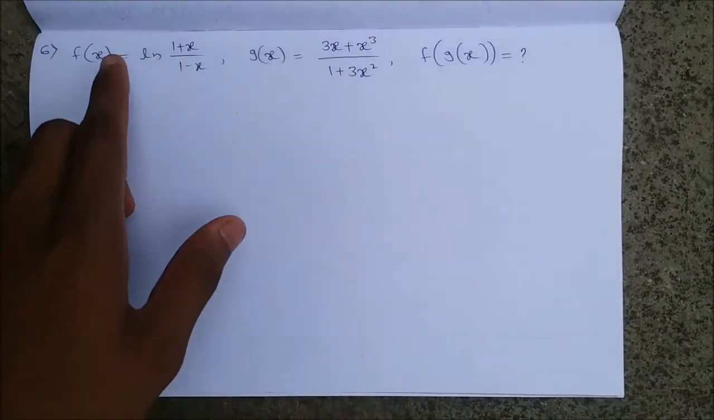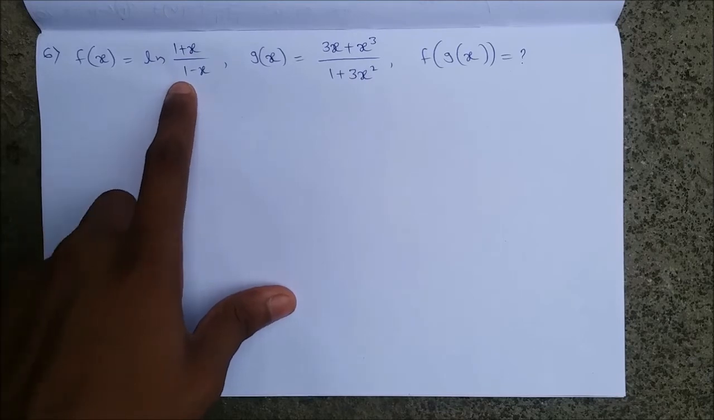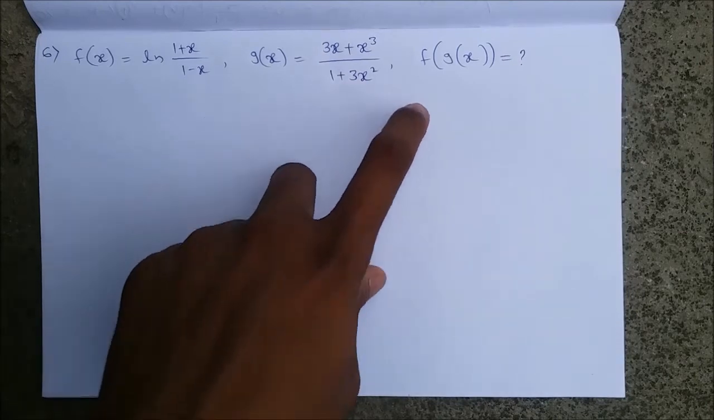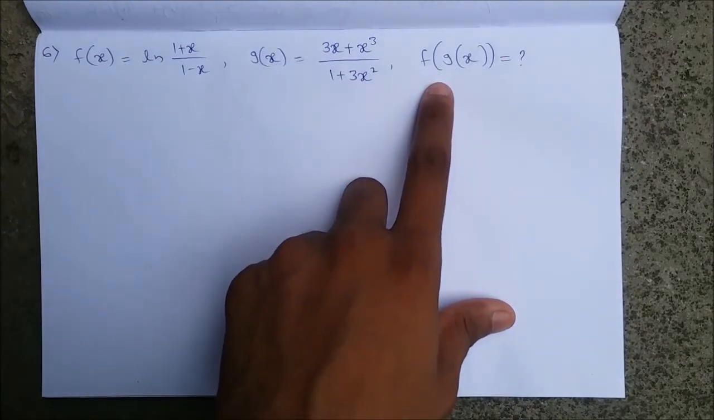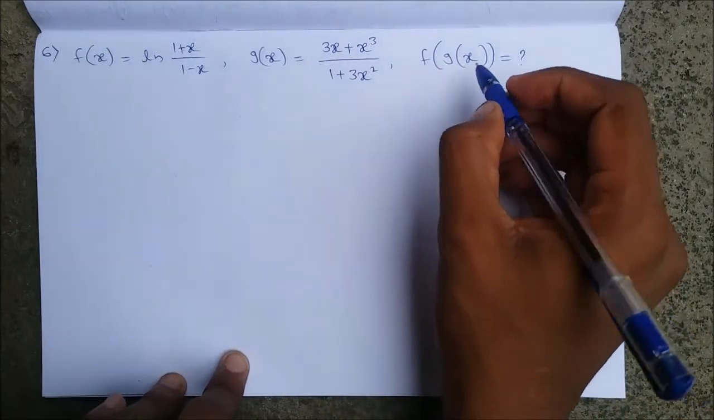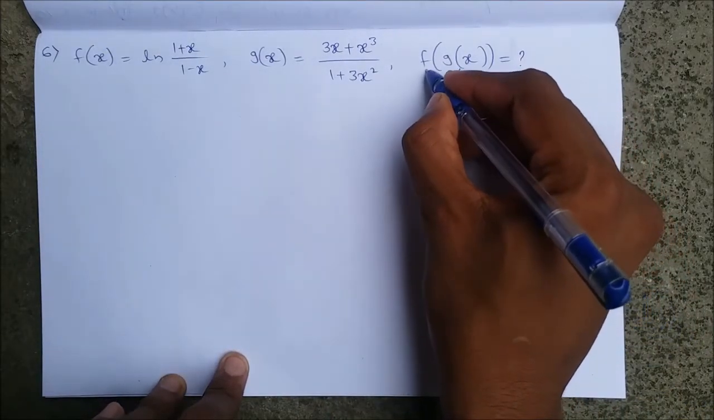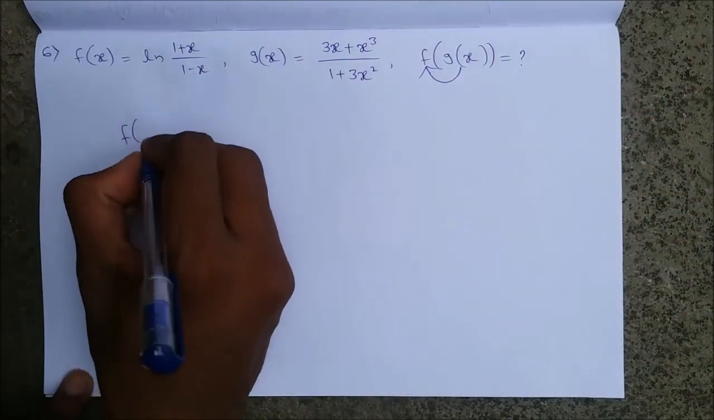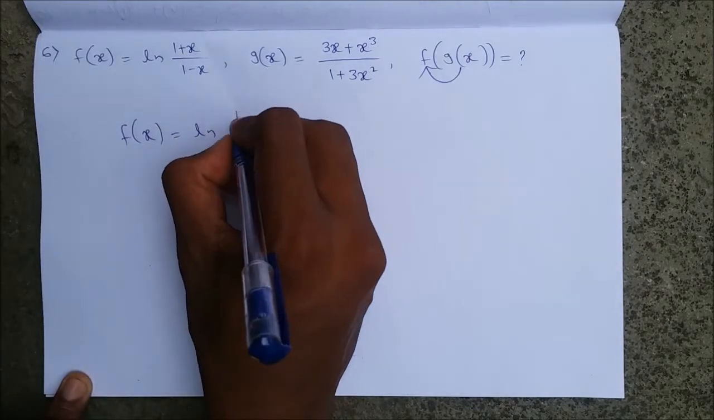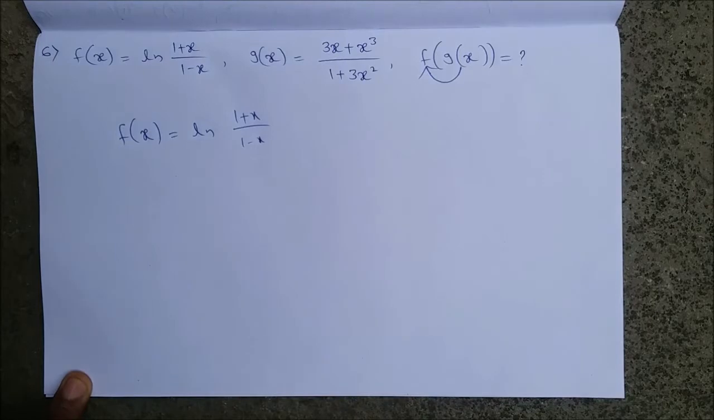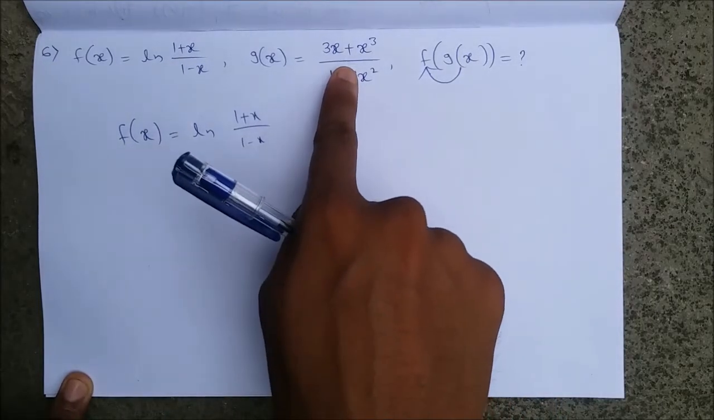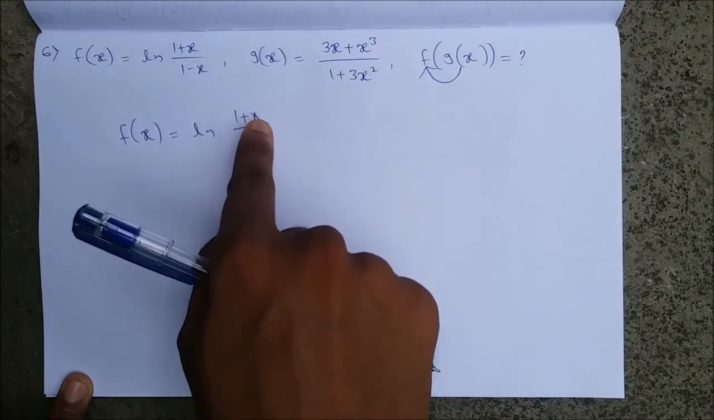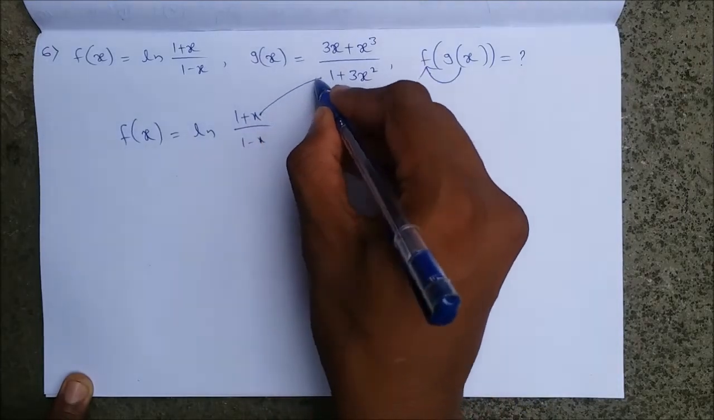Okay, our next question is f(x) is equal to ln((1+x)/(1-x)), and g(x) is equal to (3x+x^3)/(1+3x^2). Then find the value of f(g(x)). f(g(x)) is nothing but the g(x) value we need to substitute in f(x). So f(x) is given as ln((1+x)/(1-x)). So now this total g function I am substituting in the f function. So wherever we have x, in the place of x this total g function I will substitute.